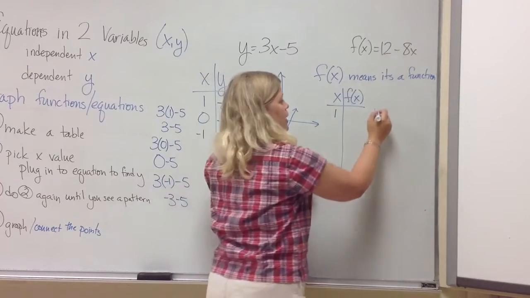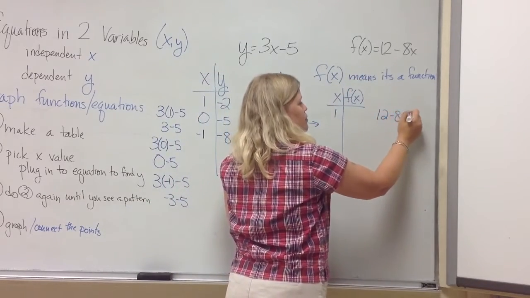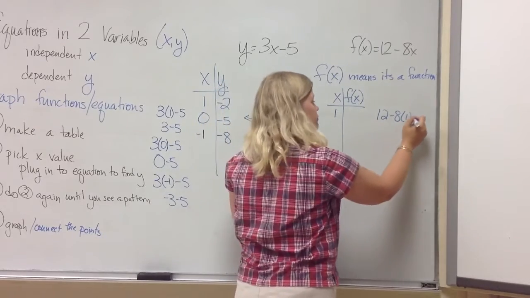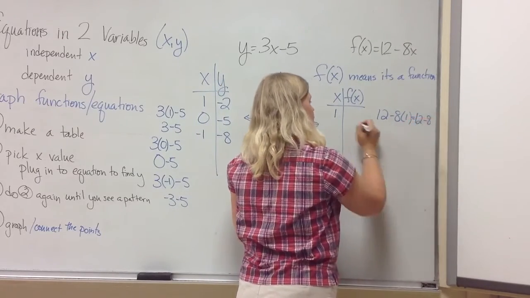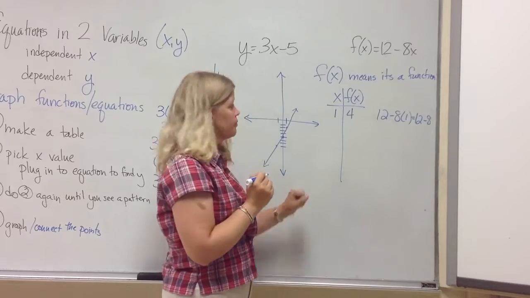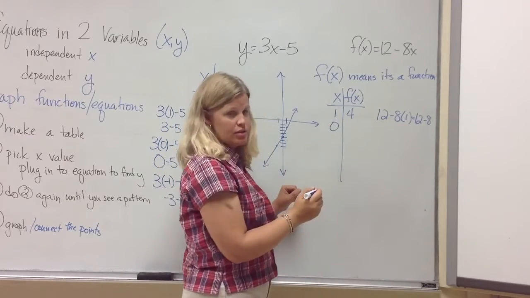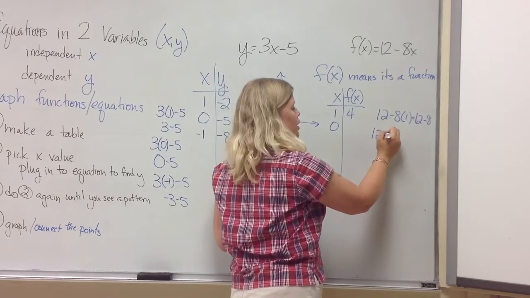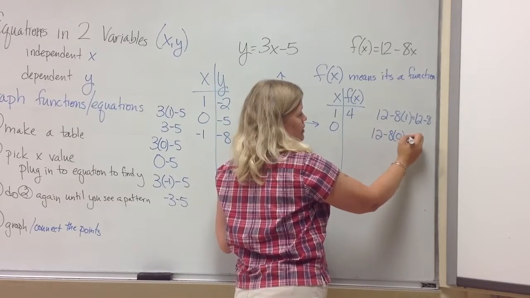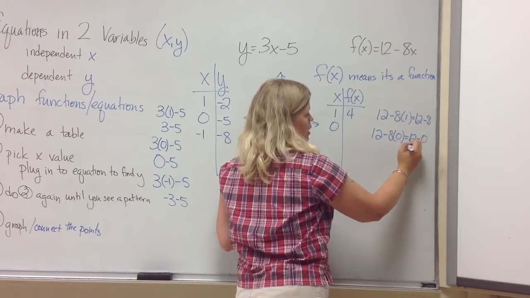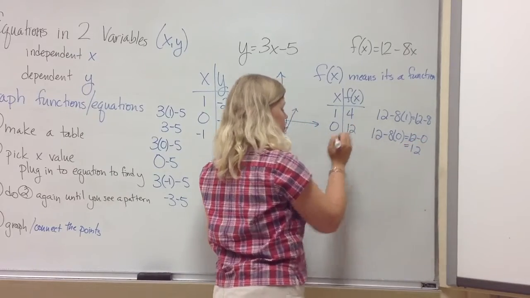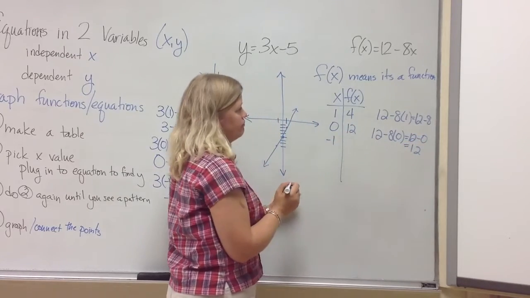So if I put 1 in, I've got 12 minus 8 times 1. What's 8 times 1? 8. 12 minus 8 is 4. Okay? Let's try 0. I tend to use the same numbers, you don't have to. 12 minus 8 times 0, well, anything times 0 is 0, and we get 12. Okay? Let's try negative 1.